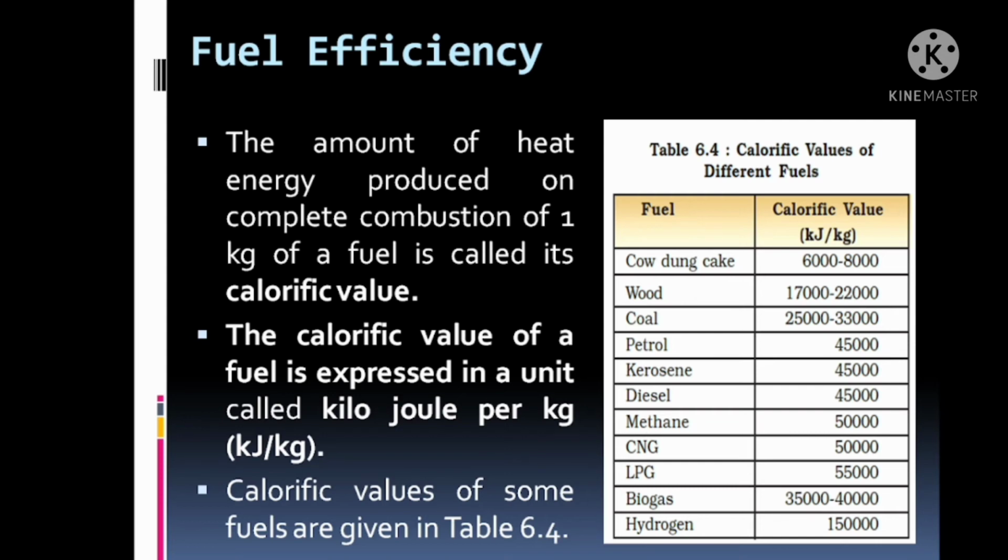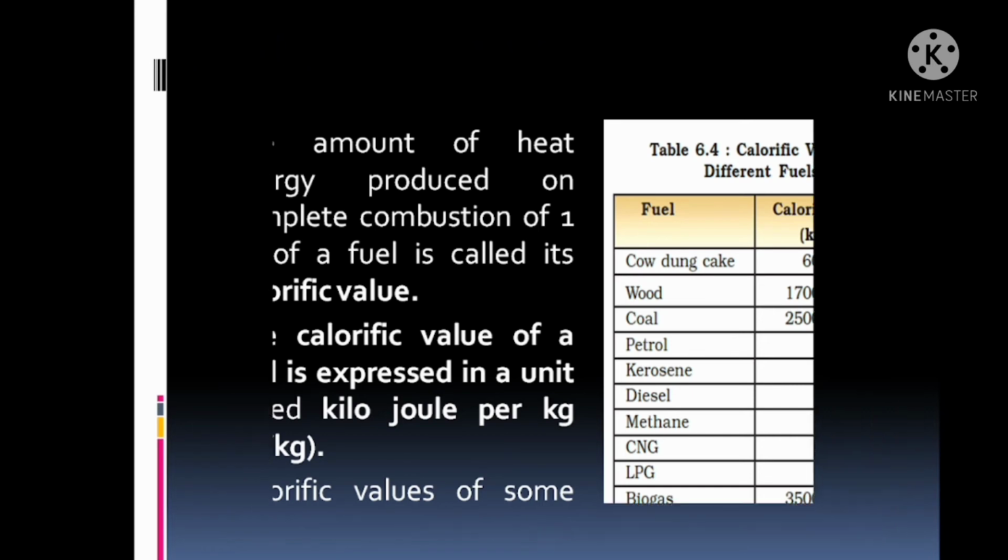And last is hydrogen gas. Hydrogen gas gives around 1,50,000. So these are all the different calorific values of 1 kilogram of that particular fuel, and the calorific value is given in kilojoules per kg.